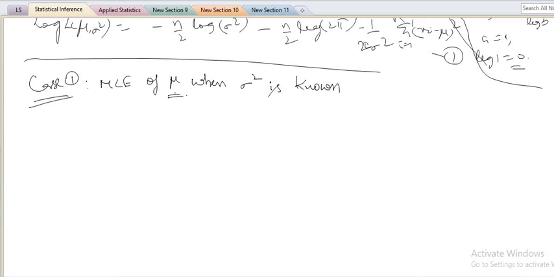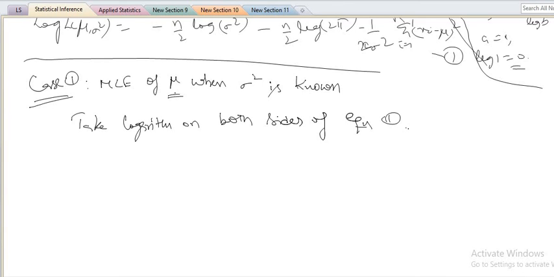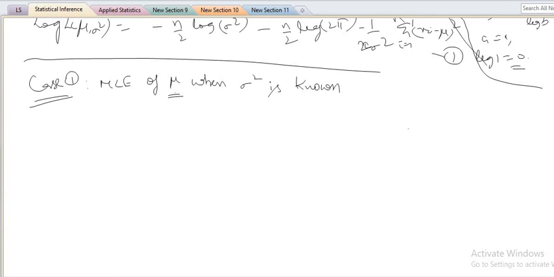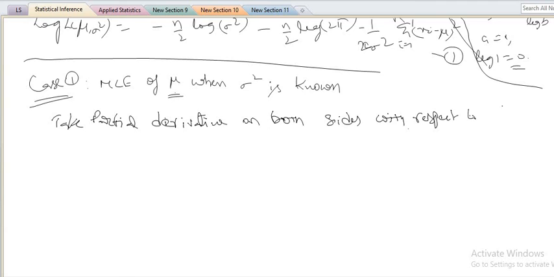Now we need to find it for mu. Then what we need to do? Take the partial derivative on both sides with respect to mu. Since we need mu, we have to take the partial derivative with respect to mu.